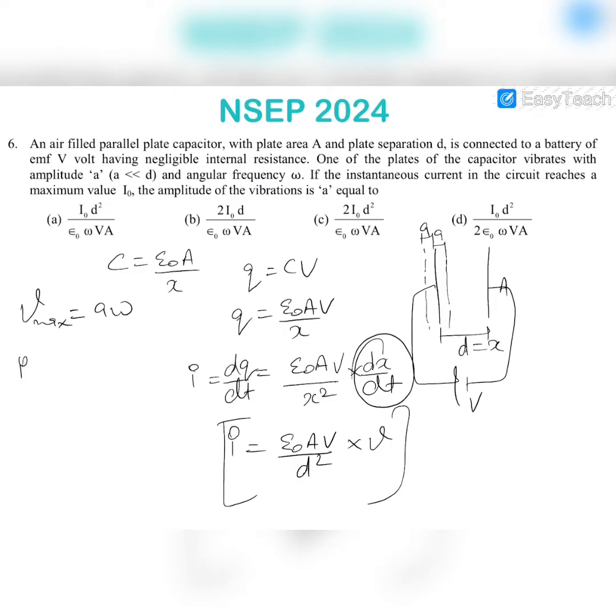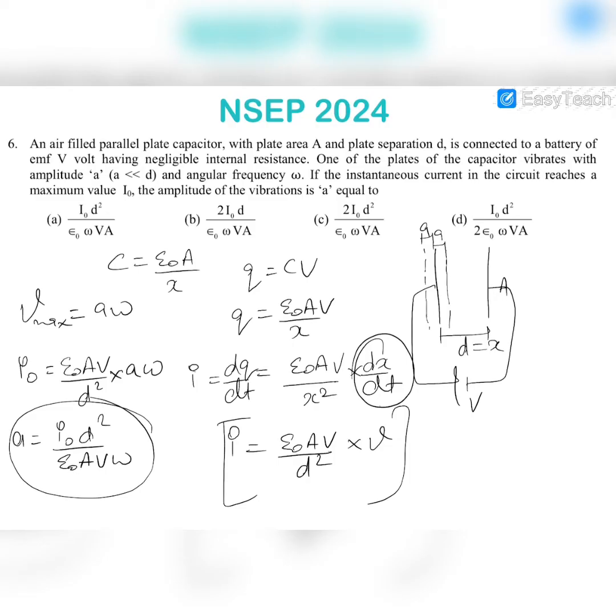So I naught will be equal to epsilon naught A V divided by d square into A omega. So the value of A is I naught d square upon epsilon naught A V omega. So the correct answer will be option A. Now we move on to the next question.